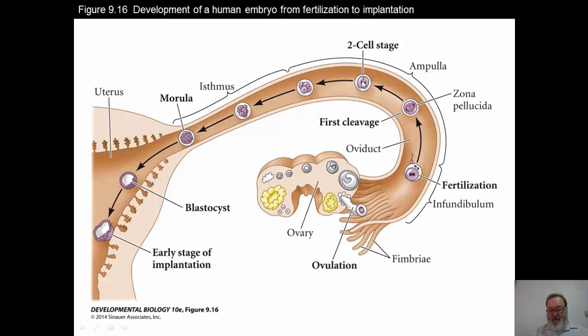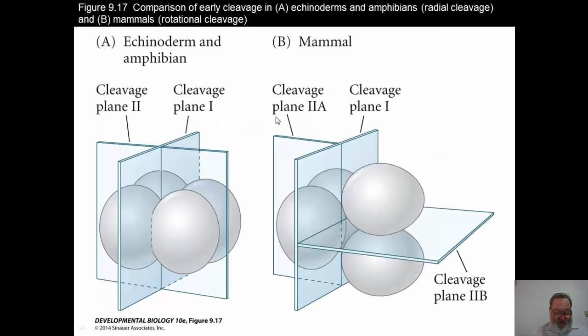Several other features distinguish cleavage, and one of those is that the first cleavage is normally meridional in its division, and the second cleavage is equatorial. Let's compare the cleavage we see in such organisms as echinoderms and amphibians to what we see in mammals. In echinoderms and amphibians, we see this kind of radial cleavage, where the cleavage in early stages ends up with similar kinds of cells being formed. And that's true in the mammal also.